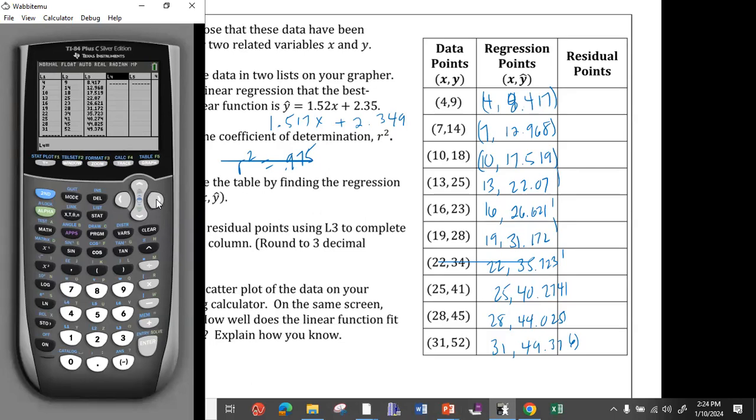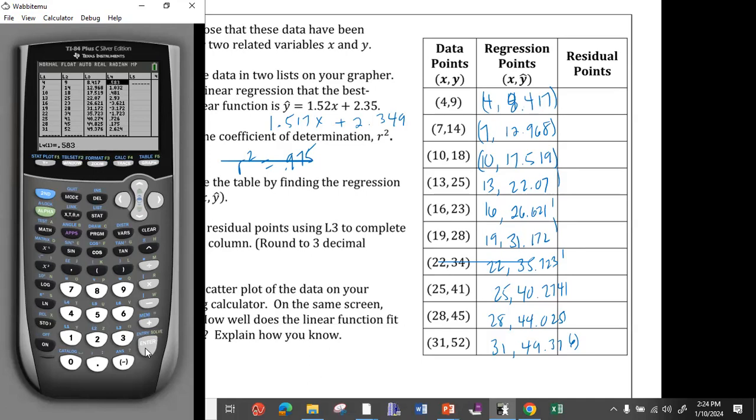But in L4, all you're doing is finding your, what's residual again? Your actual minus your predicted. So in this case, it's going to be our L2 minus our L3. Does that make sense? So you go second 2 minus second 3. L2 minus L3. Our actual minus our predicted is our residual. Residual equals actual minus predicted. And then when you hit enter, it's going to give you those values.